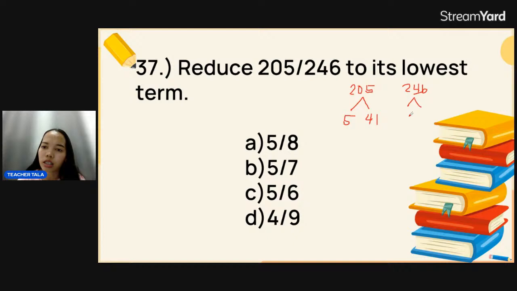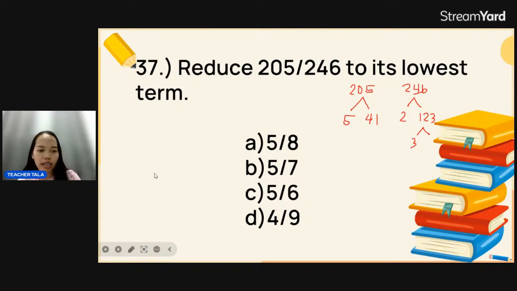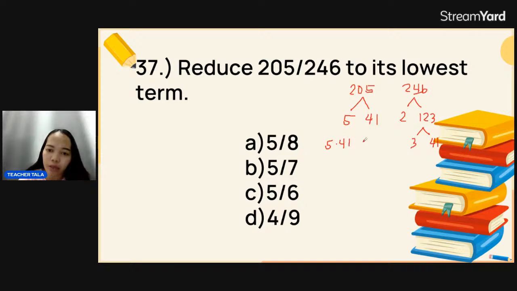Tapos 246 divide by 2, 123. Divide that siya. 3 plus 2, 5 plus 1, 6. So 123 can be divided by 3. So that's 41. See, 41. So, i-list down natin yung mga factors nila. So, sa 205, 5 times 41. 41 is already a prime number, kaya hindi na natin siya ma-breakdown. So, kay 246 naman is 2 times 3 times 41.